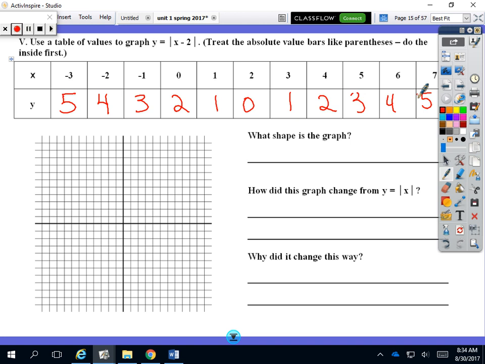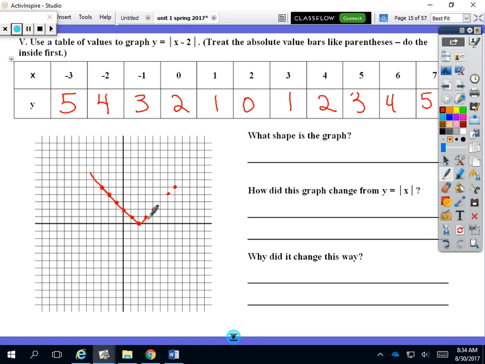Okay, so if I plot these points, I have -3, and it went up 5. 1, 2, 3, 4, 5. -2, up 4. -1, up 3. 0, up 2. 1, 1, 2, 0, and 3, 1. So now it's starting to go back up. So I notice my vertex is on the x-axis again.